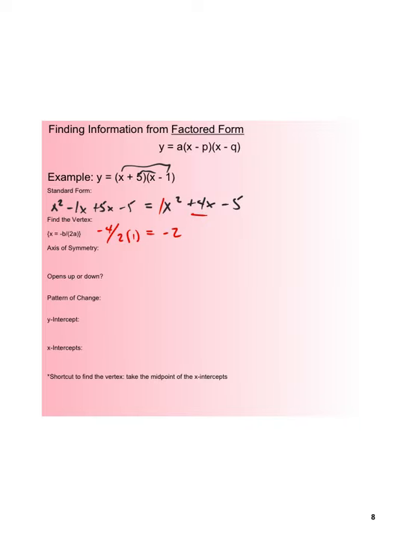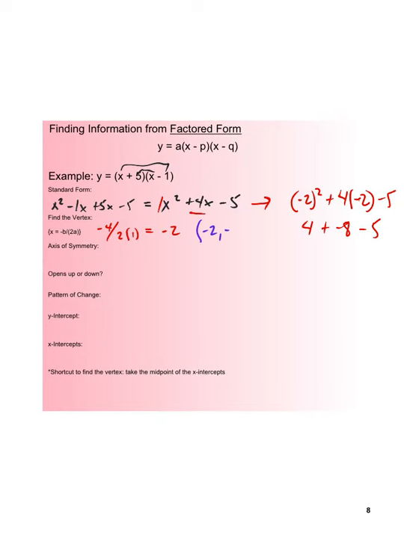And again, if I put negative 2 into this equation, that would be negative 2 squared plus 4 times negative 2 minus 5. Negative 2 squared is 4. Plus 4 times negative 2 is a negative 8, so that's actually plus a negative 8 or minus 8, and then minus 5. So that 4 plus a negative 8 is negative 4. Negative 4 minus 5 is negative 9. So our vertex here is actually the point negative 2, negative 9.